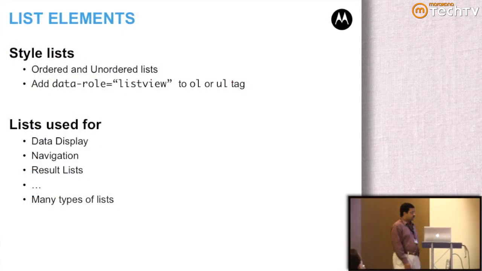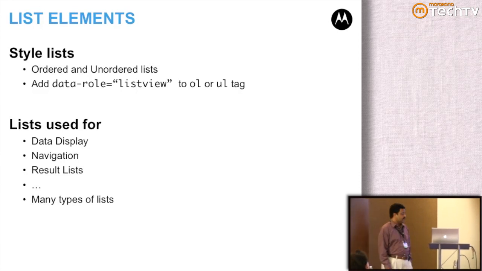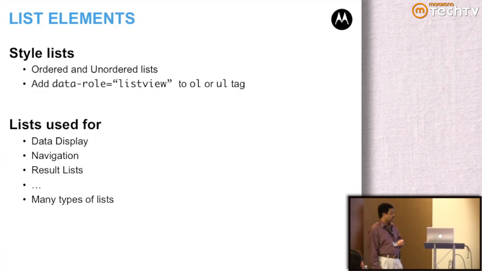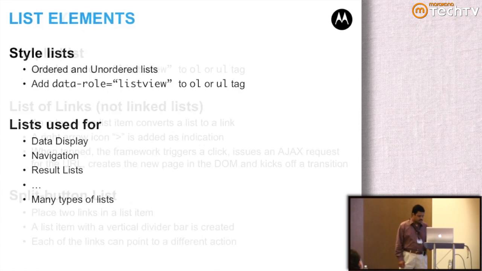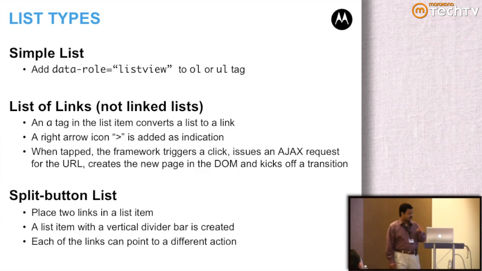The other commonly used user interface element is a list, and to get the enhanced list elements, all you have to do again is set data-role equal to listview wherever you have an ordered list or an unordered list. There are different kinds of lists. I don't want to bore you by talking through all of these, but basically you can have simple lists, and lists with a right arrow at the end, which indicates that it has a link, it's clickable.